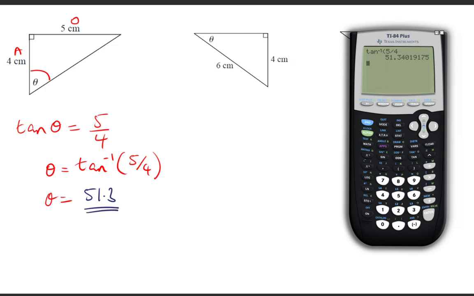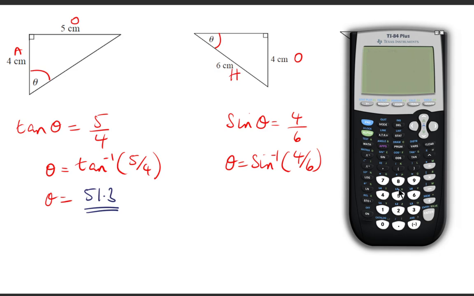Okay, again, this one, very similar. So here's my angle. So again, this is the opposite and this is the hypotenuse. So hopefully now we realize that that has to be sine. So sine of theta is going to be 4/6. And then again, we have to use the inverse sine, sine minus 1, 4/6. So 41.8.